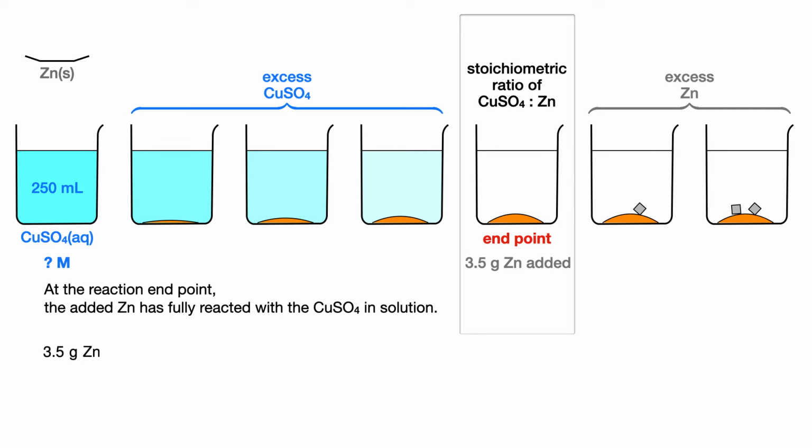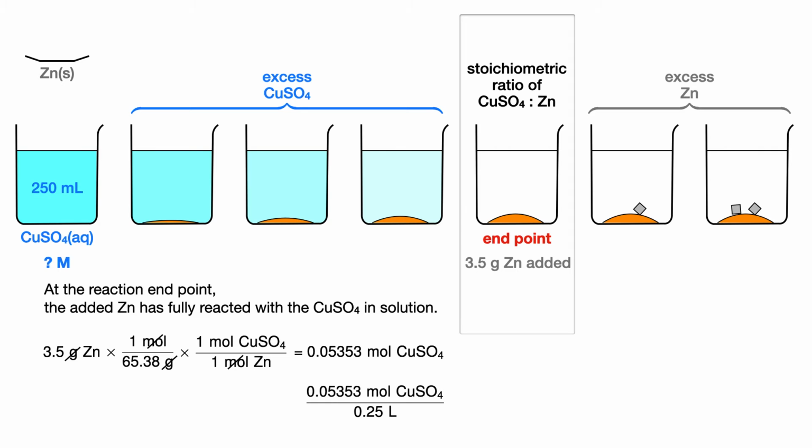And the idea is you would take the 3.5 grams of zinc, convert that into moles by dividing by the atomic mass of zinc, and then the reaction stoichiometry tells us that 1 mole of zinc reacts with 1 mole of copper sulfate, and so there was 0.05353 moles of copper sulfate in the original solution, and then we can turn that into a concentration by dividing by the volume. 250 milliliters is equivalent to 0.25 liters, and so we find that the concentration of copper sulfate was 0.21 molar.